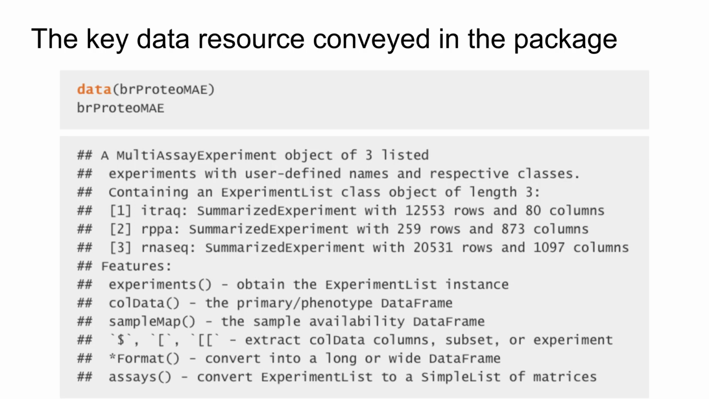Okay? They're all together in one entity, and the syntax of working with this is partly specified here. So this is what's called the show method for a multi-assay experiment, and it gives you a bunch of hints about things you can do with this object. So for example, you can run experiments on it, and you'll get the list of these summarized experiments.